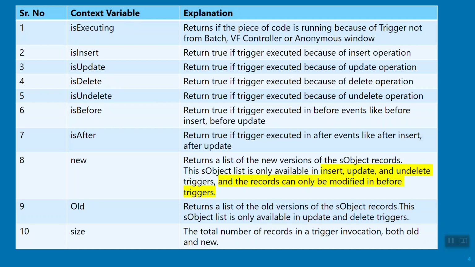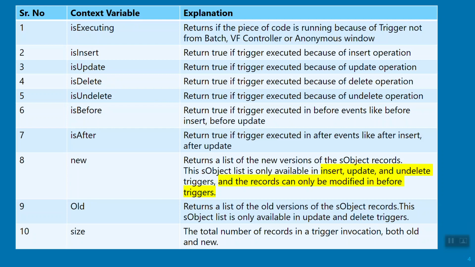Now if we come to number 6, that is isBefore, and isAfter. isBefore returns true if a trigger is running on a before operation, which might be before insert, before update, or before delete. And isAfter returns true if the trigger is running on an after event like after insert, after update, after undelete, and after delete. We will see the use of each context variable later in this session.